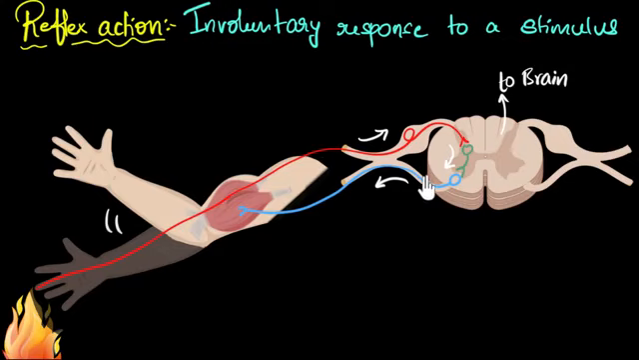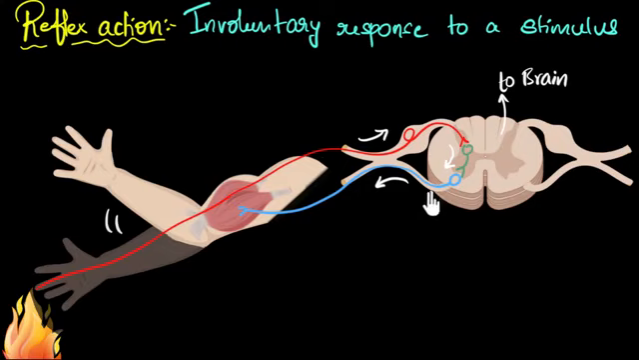Okay, so the obvious question might be, why is this happening? Why are we not waiting for the brain to process the information and then give the command? Can you think about this? I want you to pause the video and think about why the information is directly sent to the muscle. Why aren't we waiting for the brain? Can you answer that? Pause the video and think about it.